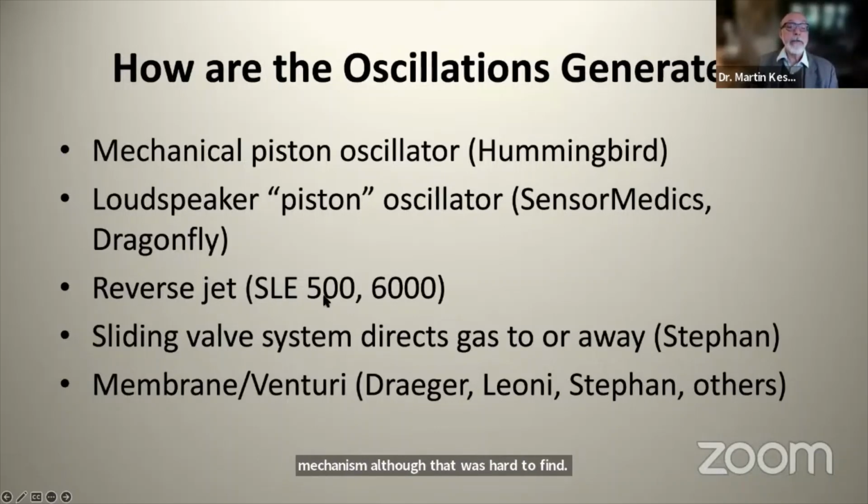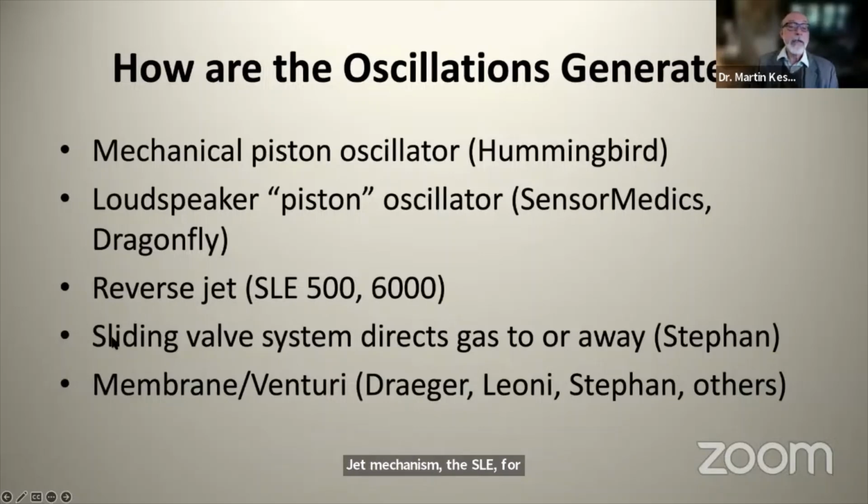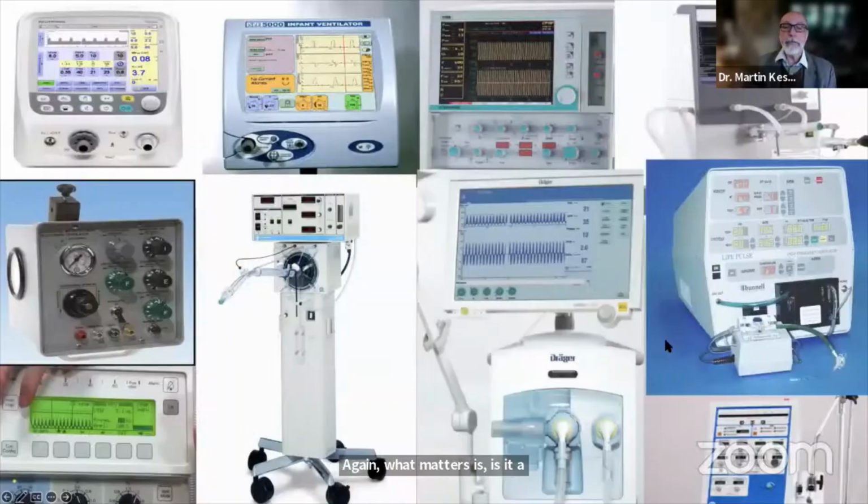There are other oscillators, other devices that no one argues are not oscillators, that generate the deflections by a reverse jet mechanism, the SLE, for example. The Stefan device uses a sliding valve system that directs gas flow to or away from the patient. And then there are several devices that use a powerful venturi or membrane to generate the negative deflection. Again, what matters is, is it a symmetrical waveform of equal magnitude going in and out? So there are lots of different devices out there.